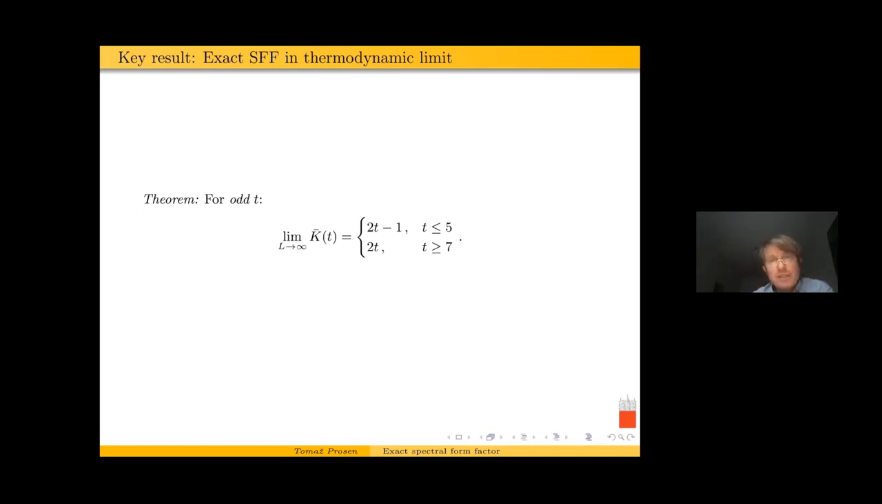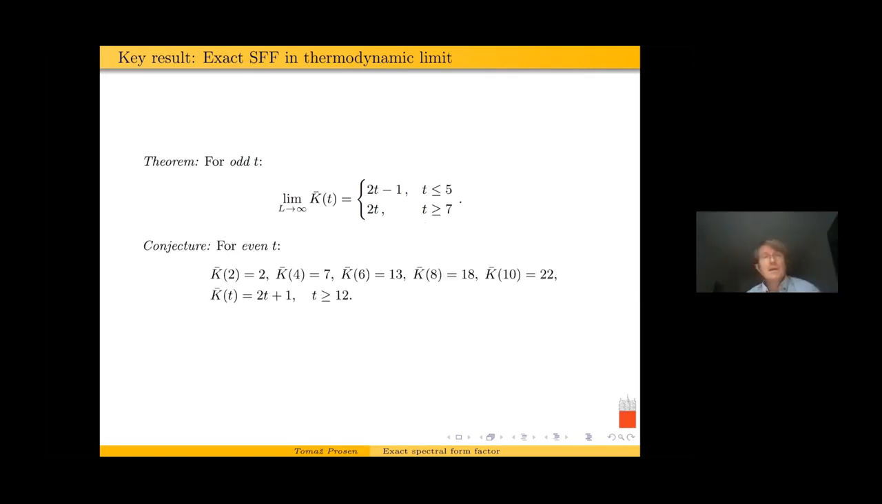The result which we can actually prove is that the spectral form factor in the thermodynamic limit, so we have to take the thermodynamic limit first, is equal to 2t if t is larger or equal to 7, or otherwise there are some short time effects, which are not really crucial. The point is that there is no Thouless time which would depend on system size, which we would have to cross. So this is chaotic from time one or a few onwards. Here one has to assume that the time is odd. For even times, we only have a conjecture. We cannot really prove it. But as I'll show you later, we have a much stronger result in a much broader class of systems for which we can prove the random matrix spectral form factor.